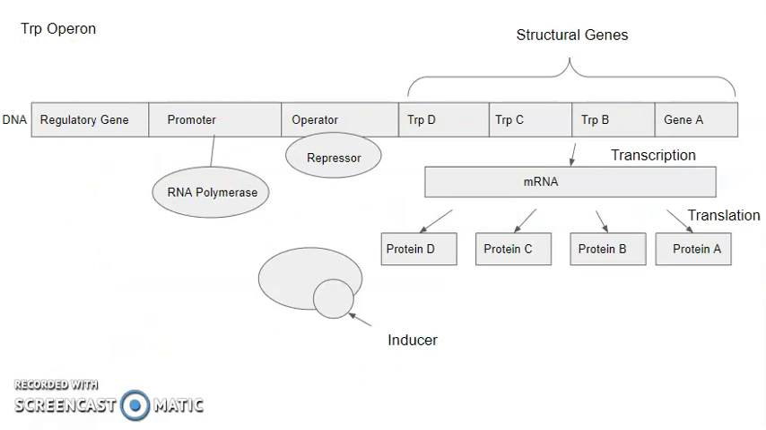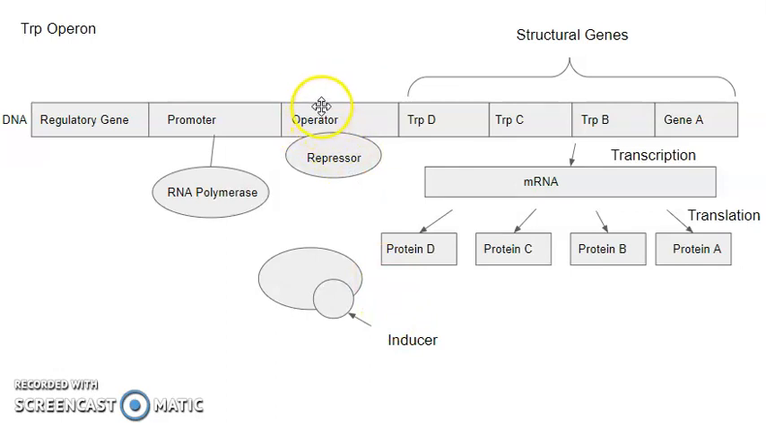This model is of the TRP operon. It contains the promoter, the operator, and the structural genes. The operator is usually bound to a repressor. However, this repressor can be bound to an inducer. This inducer changes the conformational shape of the repressor and opens up the operator.